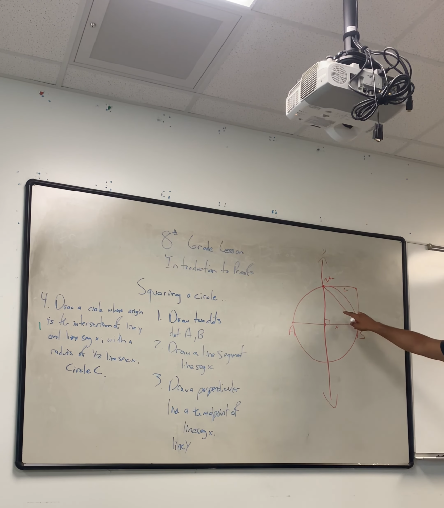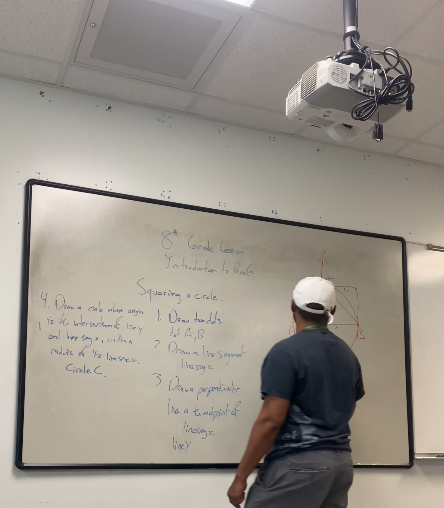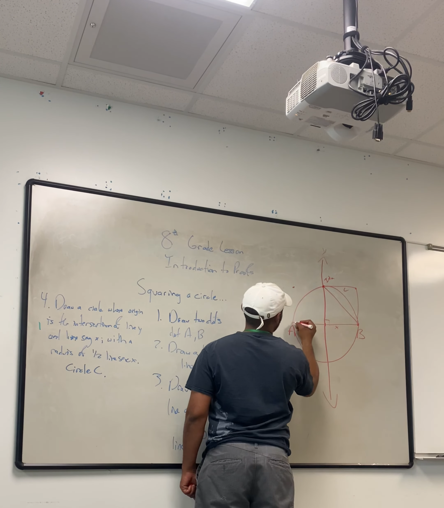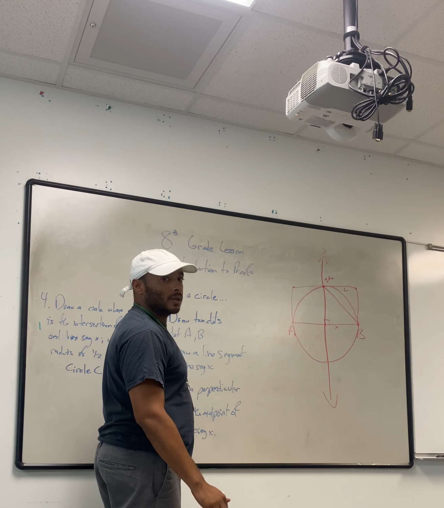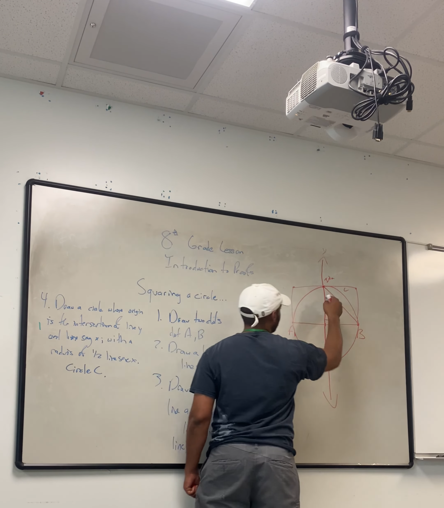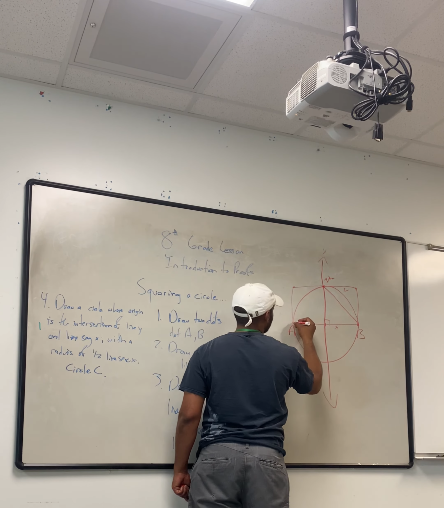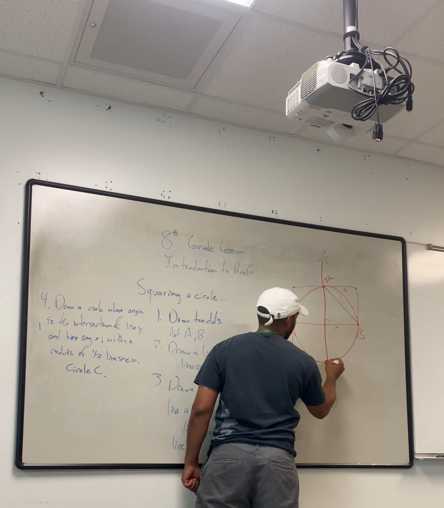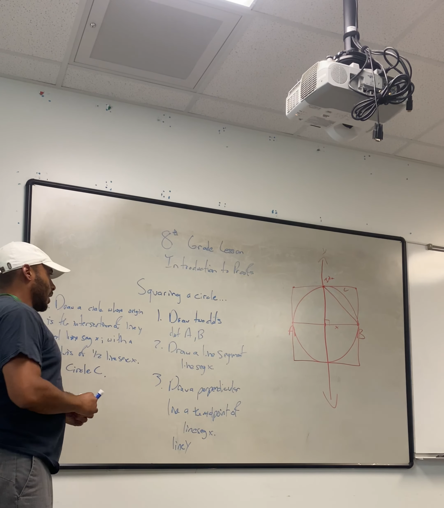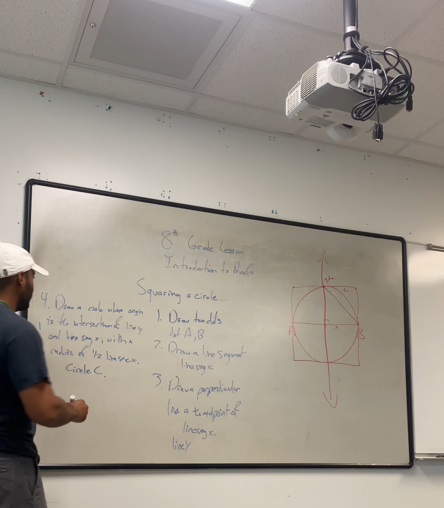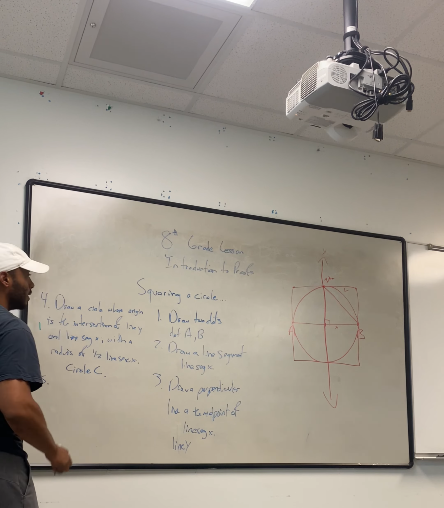Now I'm going to reflect this square across line Y. It's going to give me a rectangle. Now I'm going to reflect this rectangle around line segment X, and now I'm going to get a full square. Those are a lot of directions in one, but this is how we're going to reduce it, right?